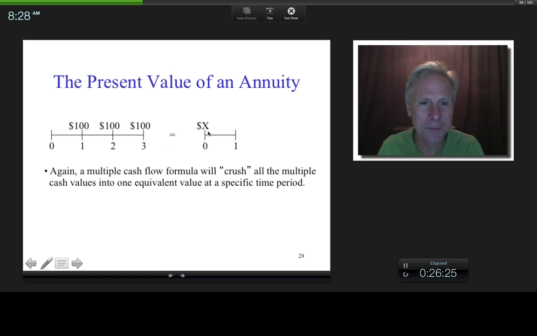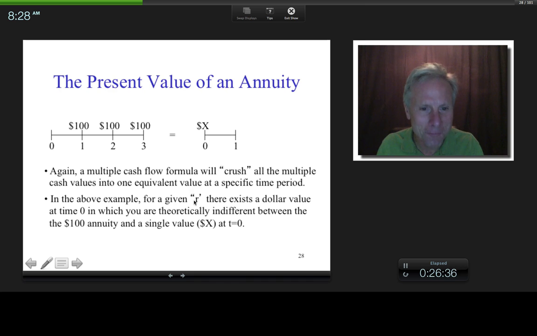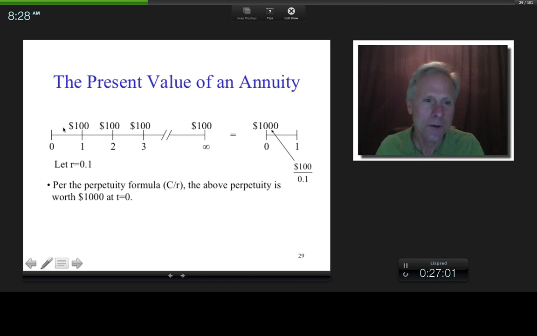And the goal is going to be able to say, all right, what is the equivalent, given one single number at one single time period? For a given effective rate, does there exist a single number at a single time period that would make you mathematically indifferent between all of these and this? It does, and that's what we're going to derive. But we're going to derive it based on our understanding that the present value of a perpetuity is C over R.